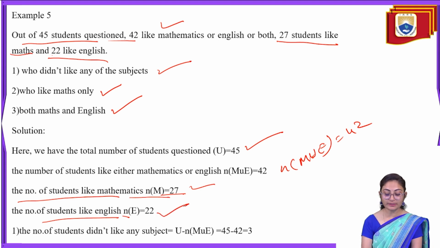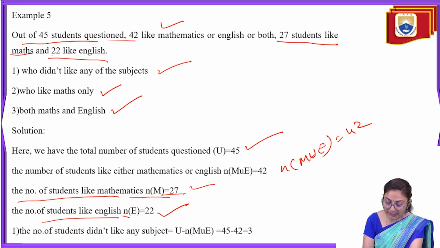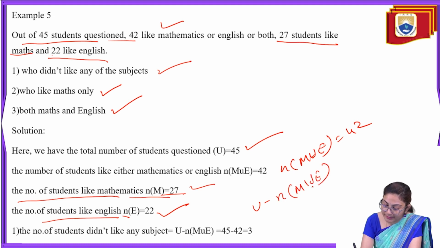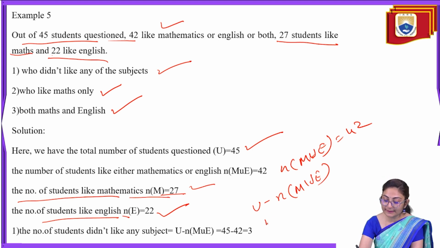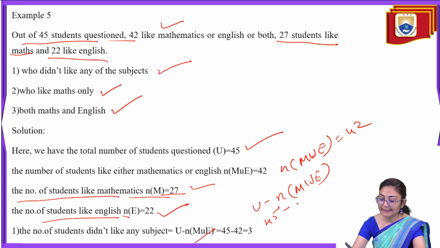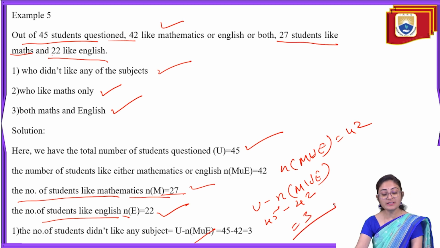Now the number of students who didn't like any subject. So definitely we can use U minus N of M union E, that is the either case. So U is 45 and N of M union E is 42, that is 3. That means 3 students are there who didn't like any subject.